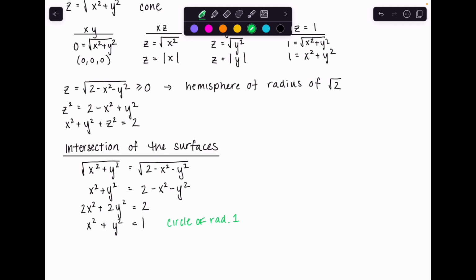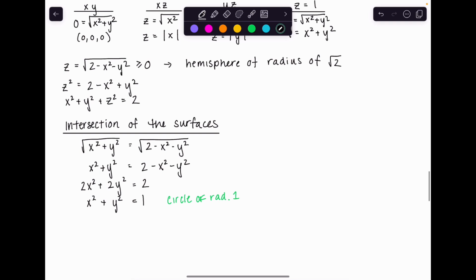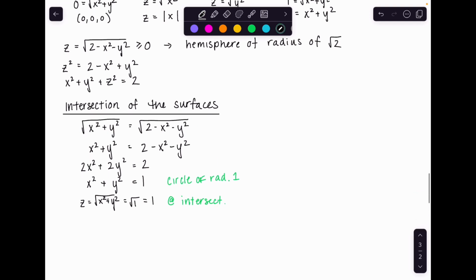But I also need to figure out the z value it specifically happens at, so I know where they intersect. It's a circle of radius 1, but for what z value does that occur? Well, we can really use either of these, but this is the cleaner one. Since z is equal to the square root of x squared plus y squared, and x squared plus y squared is 1, z is going to equal 1 at the intersection. Okay? So we've got everything we need now to get a good picture.